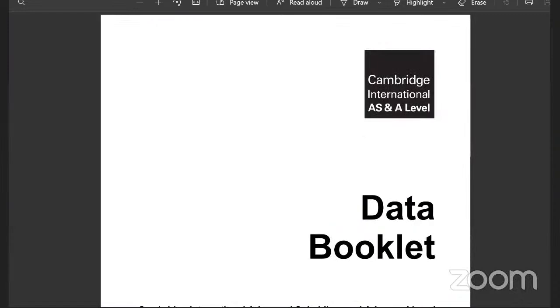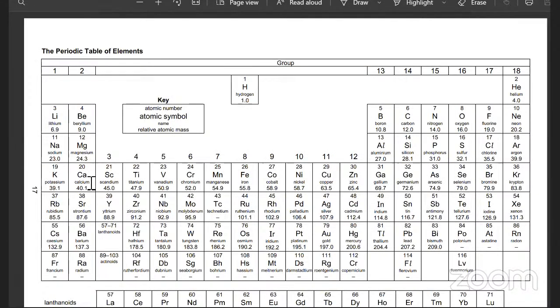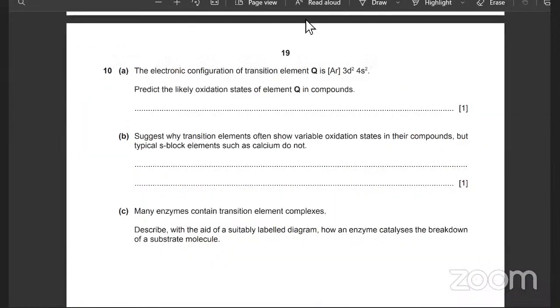Where's the data booklet? Remember, make sure you know how the electronic configurations work. Up till calcium, you've got 4S2. Then this is 3D1, this is 3D2. So he's talking about titanium. For titanium, the likely oxidation states are +2.